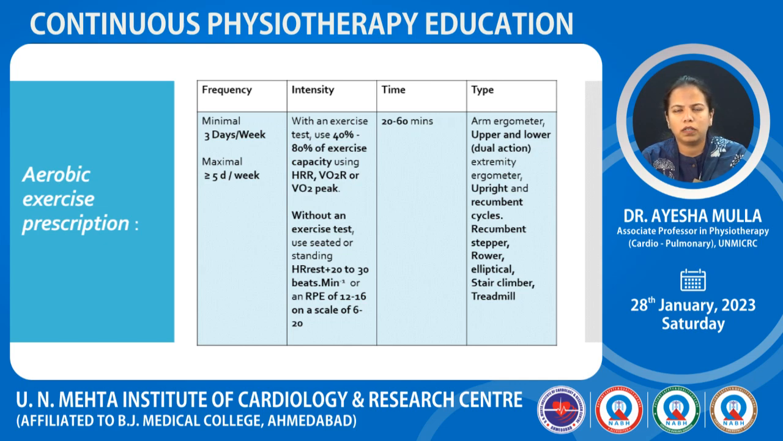So frequency, if we are starting with 3 days per week, we can prescribe the exercise intensity based on the VO2R or HRR. We'll see later on how the HRR and VO2R are derived. 20 to 60 minutes of any type of exercise such as cycling, stair climber, treadmill exercise or recumbent stepper we can use. Within the 60 minutes we have to include the warm-up exercise, conditioning phase and the cool down phase along with the stretching.